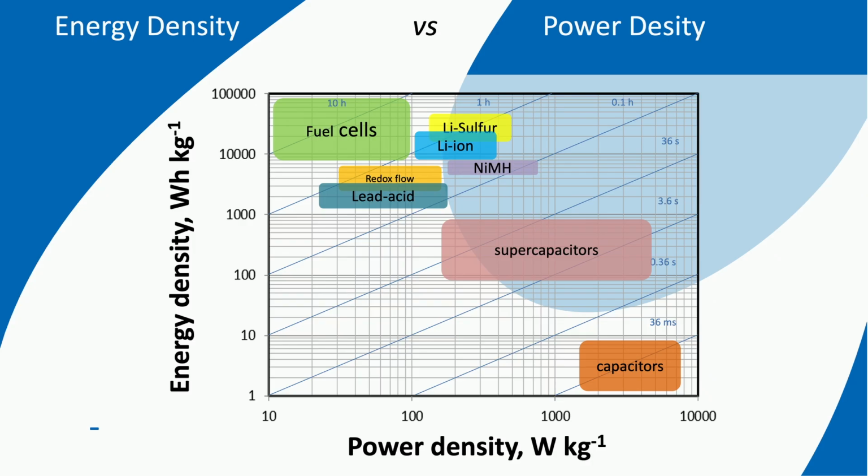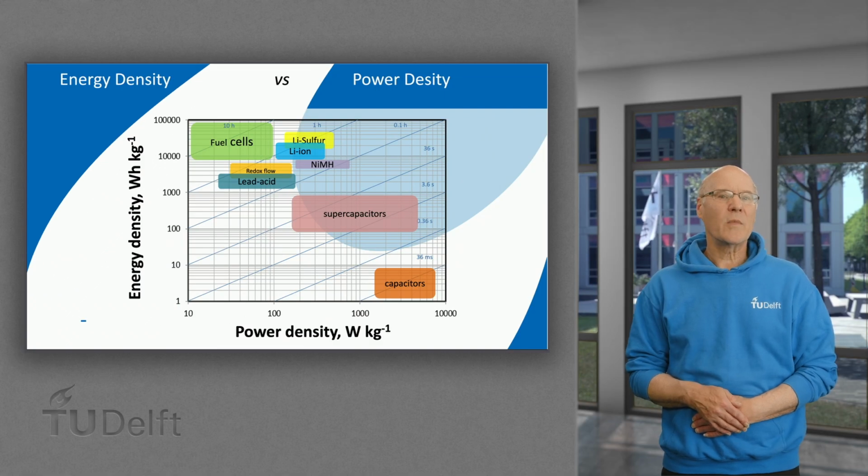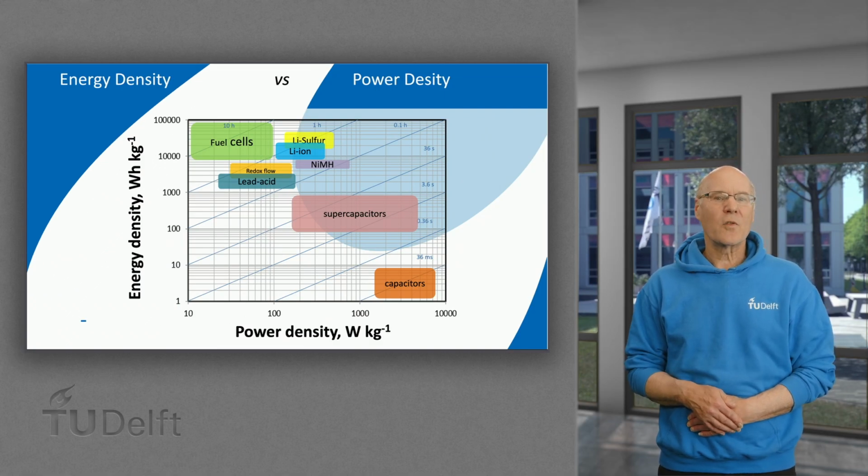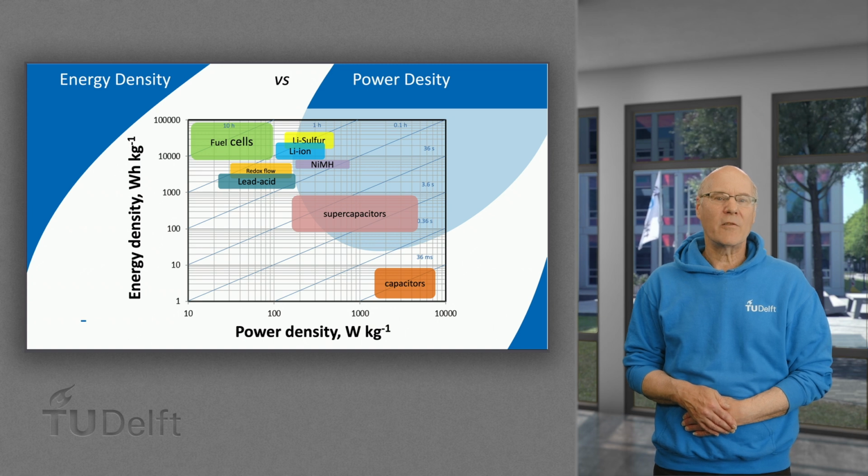Each battery, including the fuel cells and capacitors, has its own energy density and power density. Fuel cells have a huge energy density, but a low power density, in contrast to capacitors, which have a huge power density and a low energy density. Batteries are somewhere in between, and it depends strongly on the kind of chemistry the battery has, what the actual energy density and power density is.